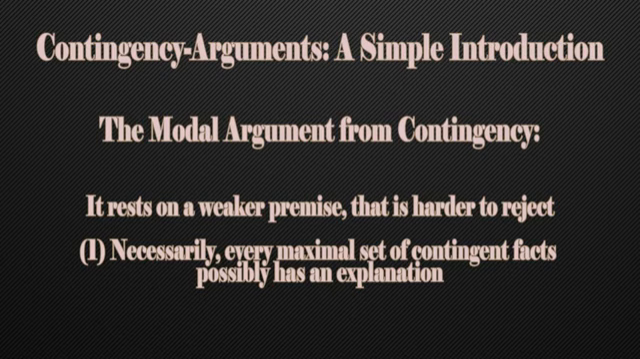1. Necessarily, every maximal set of contingent facts possibly has an explanation. While one may reject the claim that sets of contingent facts do have explanations, it seems far-fetched to assert that it's impossible for them to be explained. The interesting fact here is that it is enough to accept that contingent facts can be explained to deduce that there exists a necessary being that explains them.